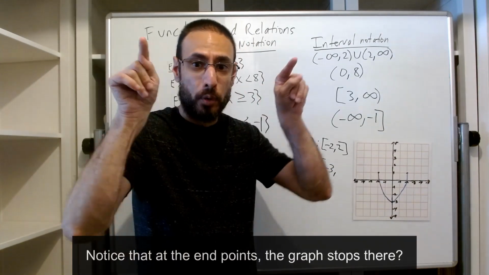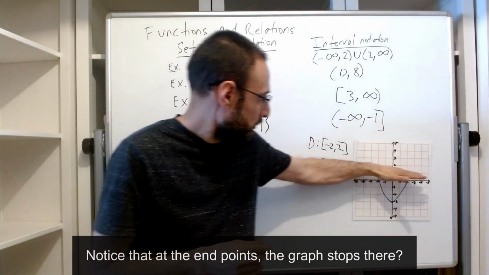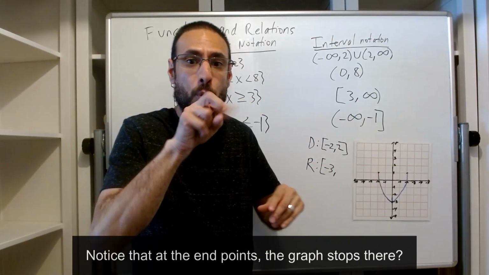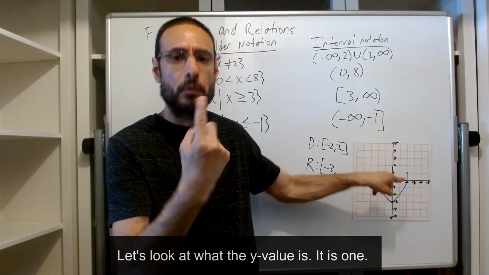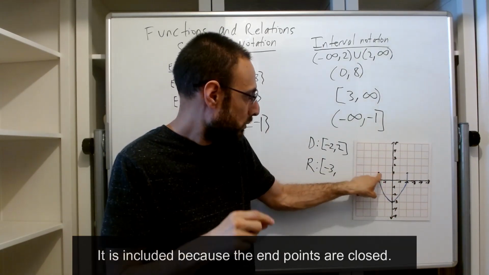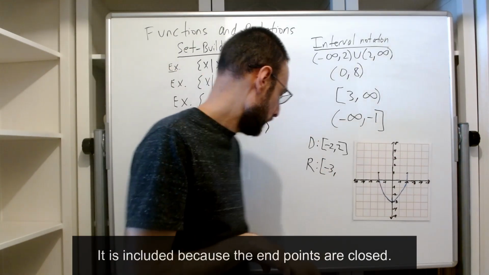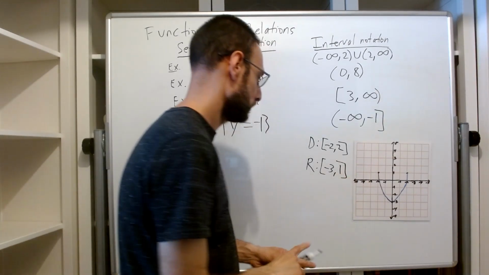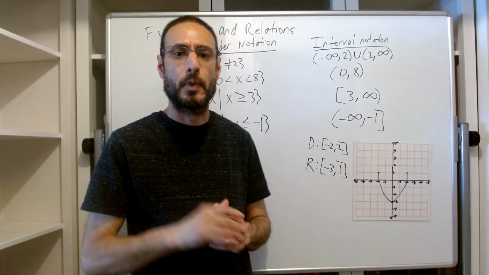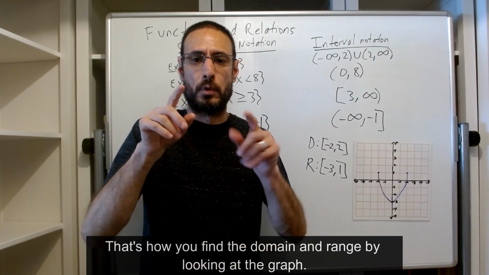Notice that at the endpoints, the graph stops there. Let's look at what the y value is. It is 1. It is included because the endpoints are closed. That's how you find the domain and range, by looking at the graph.